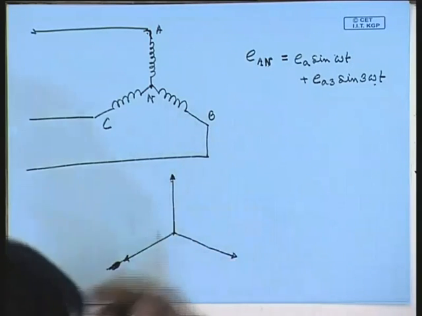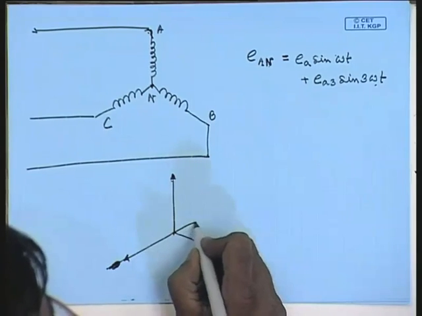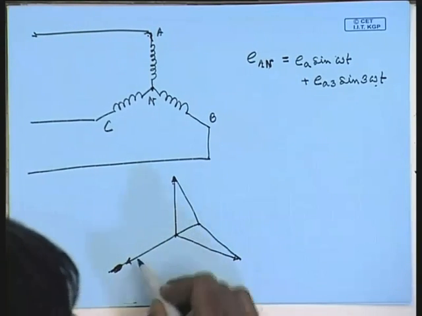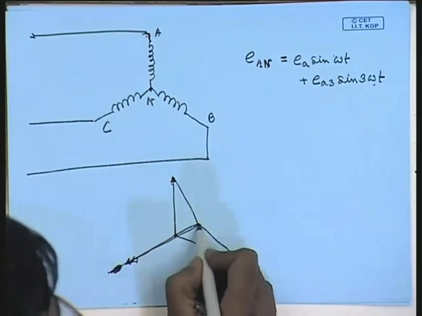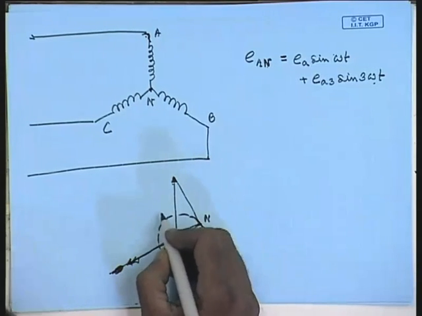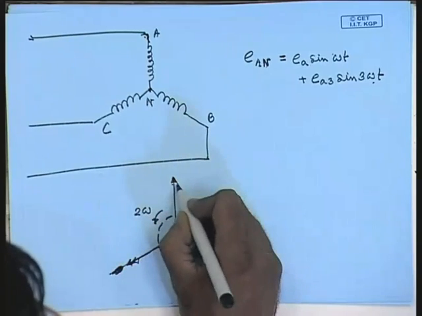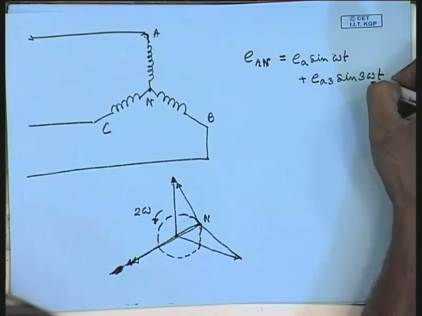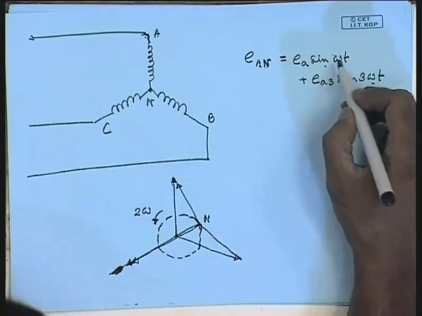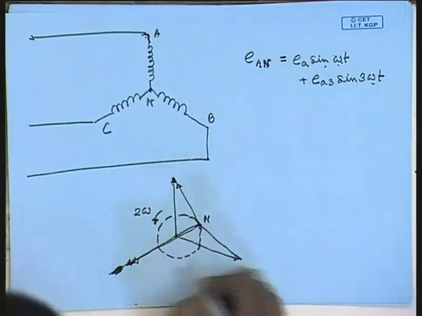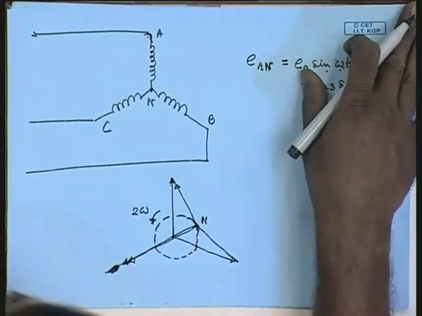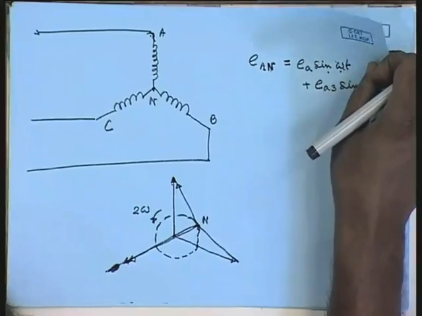Therefore, the phasor diagram in any case will look somewhat like this. And this point, the end point, will keep moving at a speed 2 omega. Because the frequency of this is 3 omega and this is omega, this does not rotate, this one rotates at a speed of omega t. So, this point will be rotating at a speed of 2 omega t. This is called the oscillating neutral phenomenon and it is highly undesirable. That is why an isolated neutral star-star connection is not used.